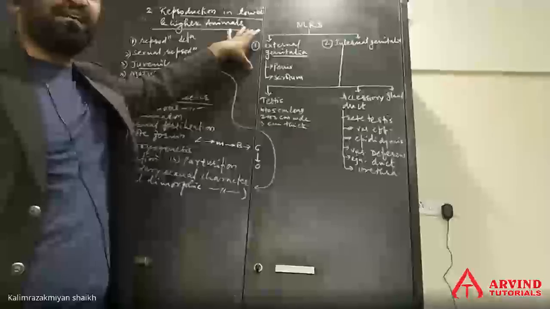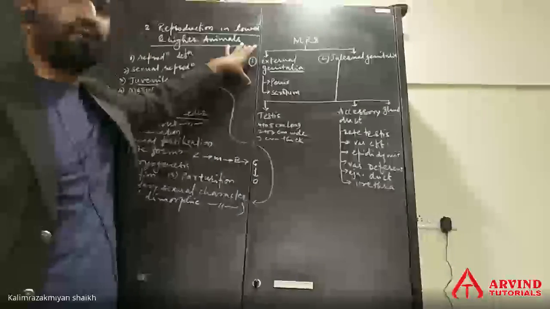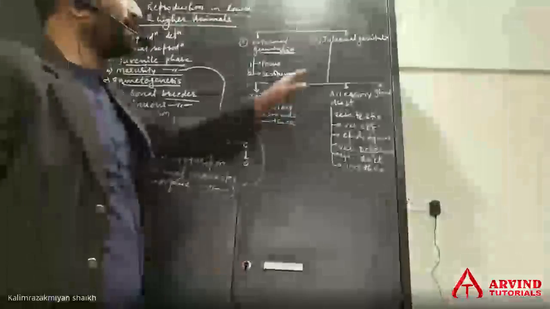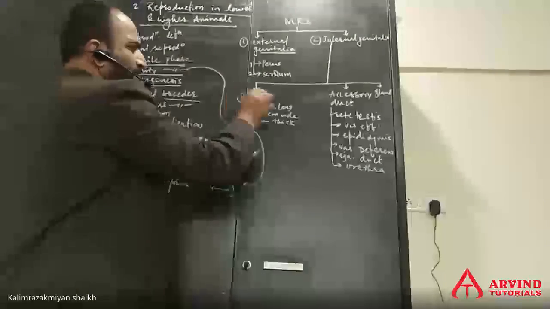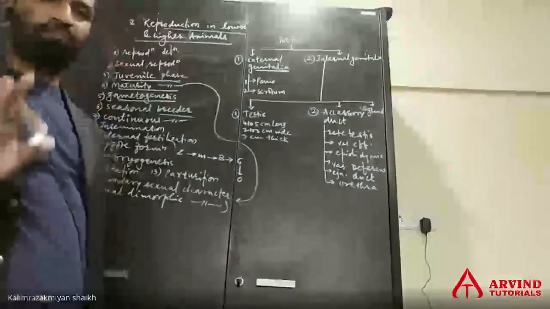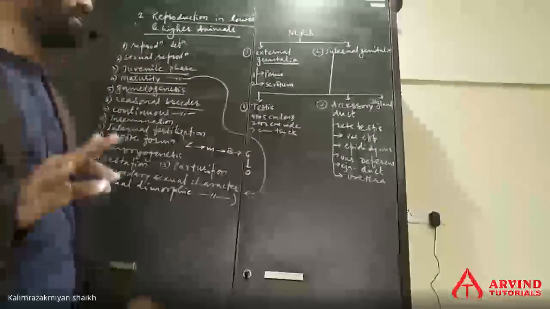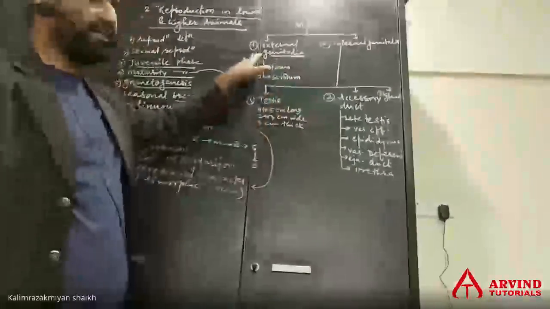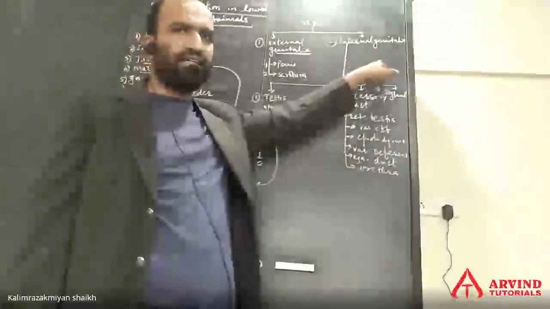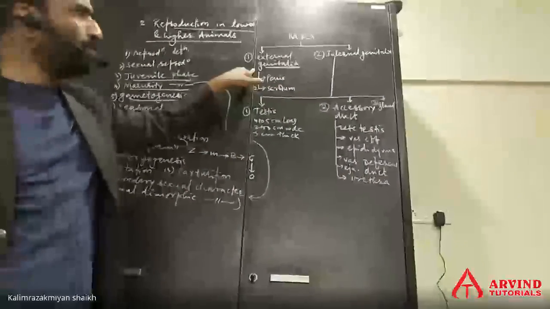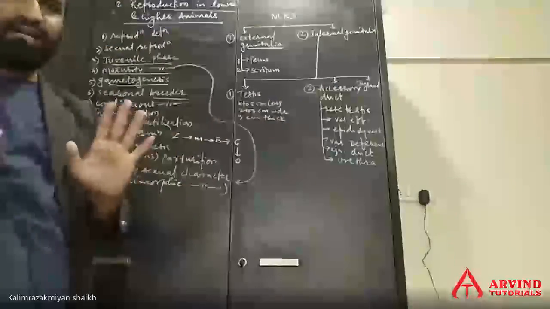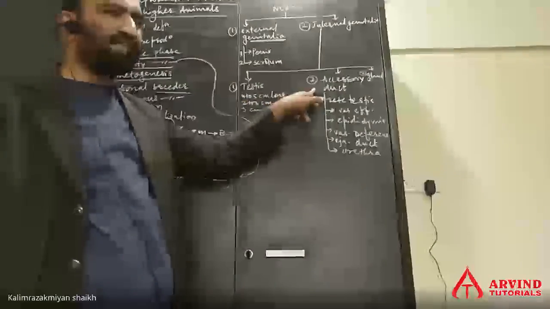Which are the external genitalia or external reproductive organs of the human body? External genitalia are the penis and scrotum, and internal genitalia are, first the testes, second the accessory ducts, and third the glands. So remember once again, this tree chart is very important before the start of the male reproductive system. The male reproductive system is divided into two parts: external genitalia and internal genitalia. External we can see with naked eyes, that is the penis and scrotum. The internal genitalia are divided into three parts: testes, accessory ducts, and glands.